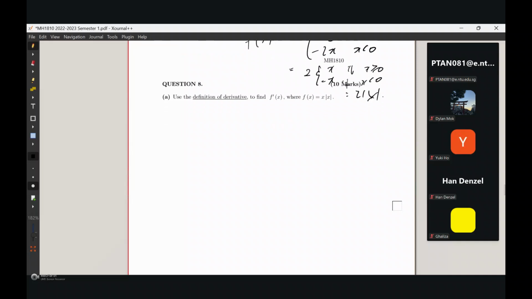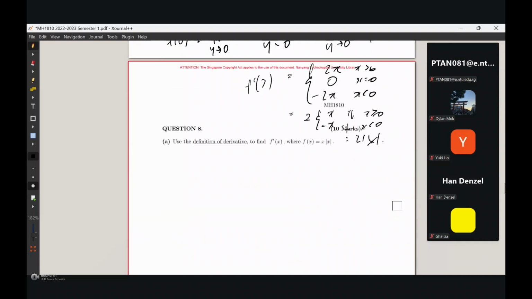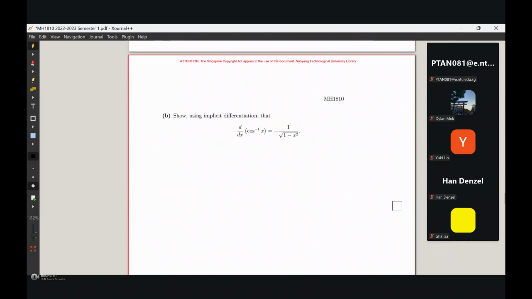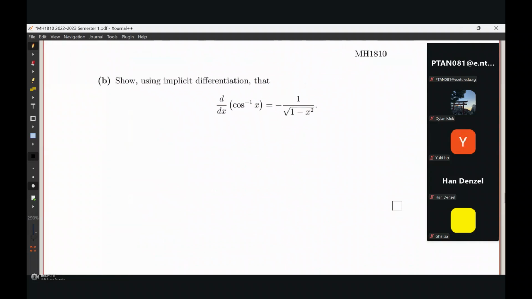No? Okay. Question 8 B. Here, using implicit differentiation, solve for this. So how will we do this? Here you will let y equal cosine inverse x. Then you're just going to take cosine on both sides. Cosine y is equal to x.